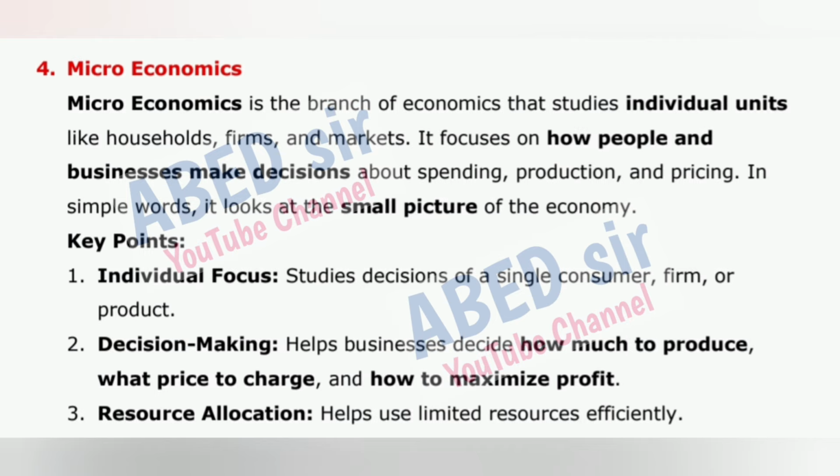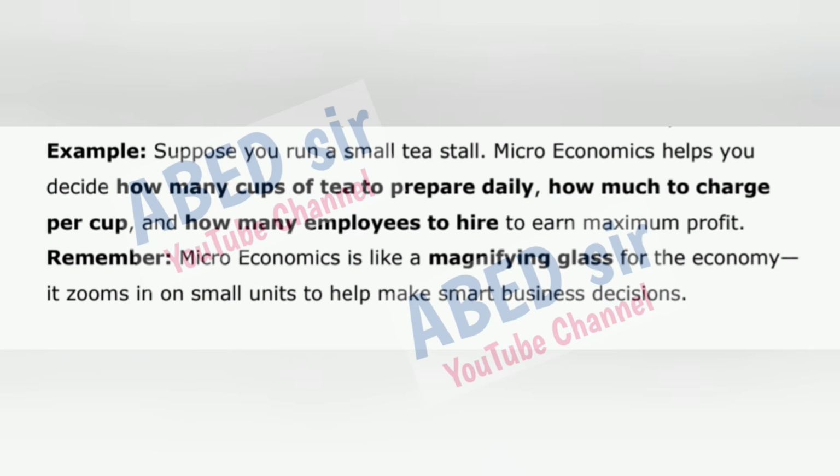2. Decision-making. Helps businesses decide how much to produce, what price to charge, and how to maximize profit. 3. Resource allocation. Helps use limited resources efficiently. Example, suppose you run a small tea stall. Microeconomics helps you decide how many cups of tea to prepare daily, how much to charge per cup, and how many employees to hire to earn maximum profit.